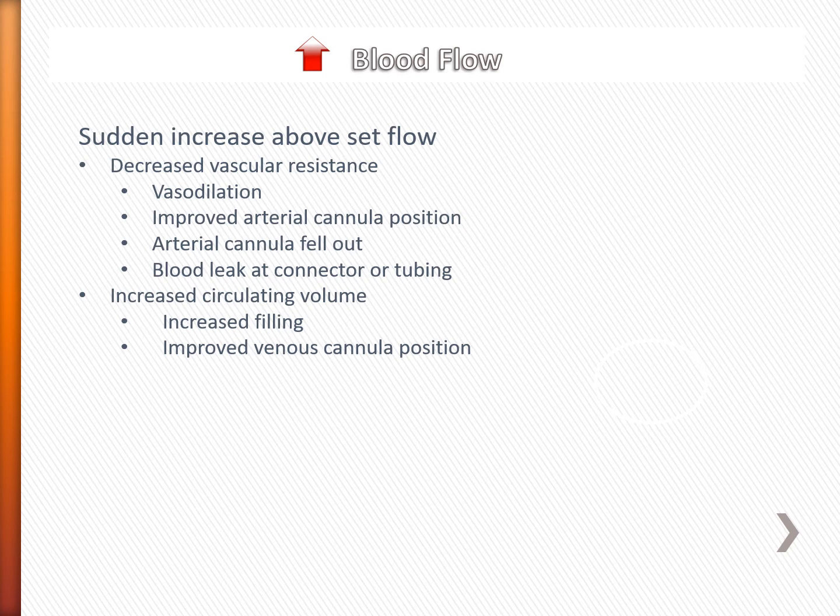First thing we're going to go over is your blood flow has increased from where it was set. This could be due to decreased vascular resistance, so the pump doesn't have to push quite so hard in order to get the blood out of the circuit and into the patient. This could be through vasodilation, maybe the patient has a high temperature, or you're weaning the pressors. It could be improved arterial cannula position, maybe you've just turned the patient or repositioned them. Also could be because the arterial cannula fell out and there's no resistance. It could be a blood leak at a connector or a tubing site.